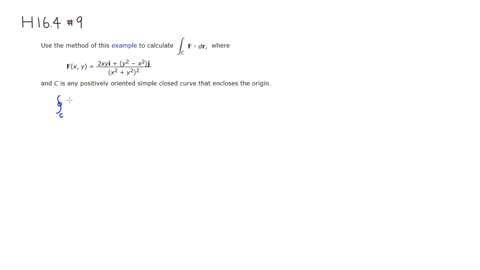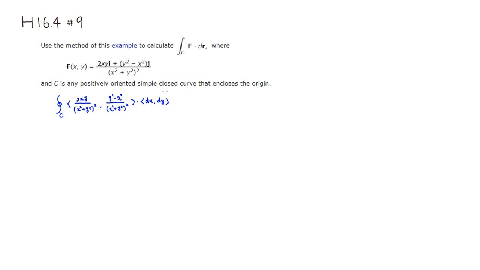All right, so F is going to have a component 2xy over quantity x squared plus y squared, squared. And the y component is y squared minus x squared over the same denominator, so x squared plus y squared, and the whole thing squared. And dr is going to be just dx, dy.